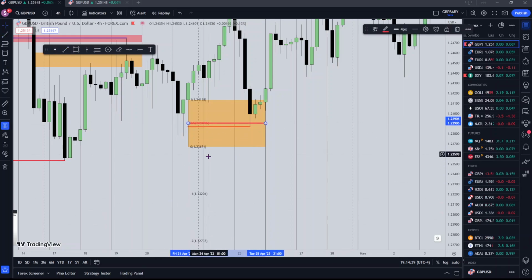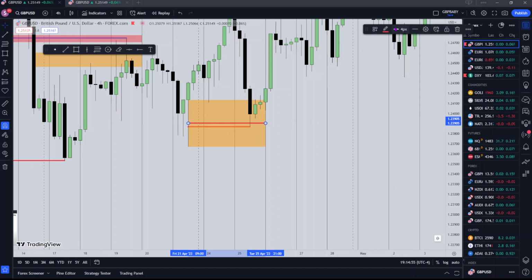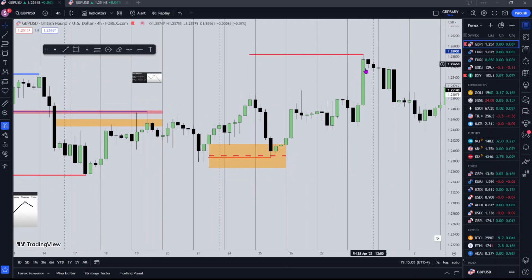So I guess this is the PD array, the wick being a rejection block. It'll probably be helpful for me to name these as well. So when I do the screenshots and stuff, I'll have them all named and marked out so that I can see what PD arrays I've recognized, for me to know that, okay, we've created the low on Tuesday, this is likely the low of the week, and then we ran up for the rest of the week.